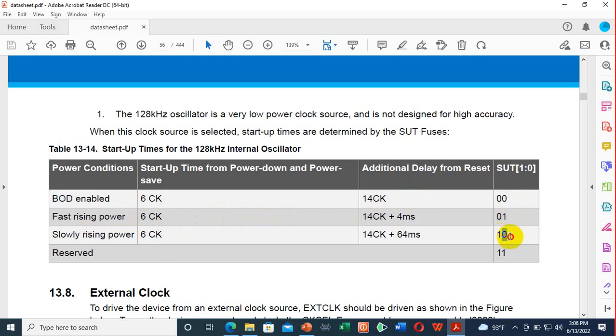For option 10, you see slowly rising power: 6 clock for the startup time from power down and power save, and the additional delay from reset is 14 clock plus 64 millisecond. So here 4 millisecond is the additional delay from reset? Yes, additional delay from reset. But if you use the combination 1-1, this is reserved. Only 3 combinations are allowed, but combination 1-1 is rejected.